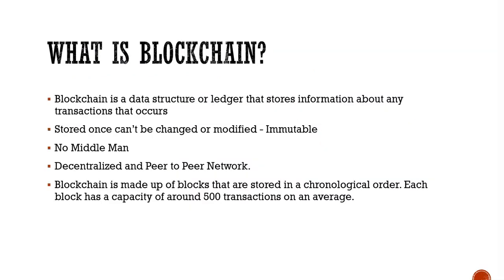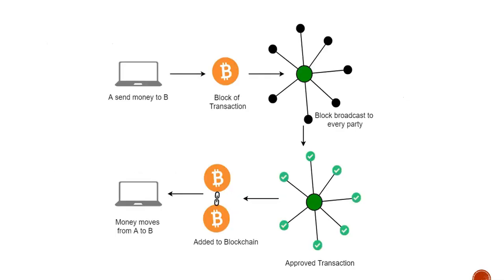Blockchain is made up of blocks. Whenever a transaction is made, the transaction will get added to the block. On an average, it could have around 500 to 1000 transactions. It depends upon the type of blockchain that we are using.